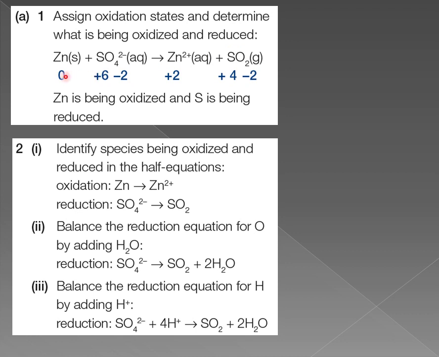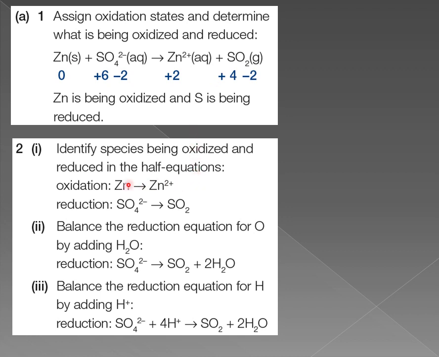So we need to calculate the oxidation number. Zinc here, the oxidation number is 0. In the product it's positive 2. So an increase in the oxidation number means oxidation. However, the sulfur's oxidation number is positive 6 and in the product is positive 4. So a decrease in the oxidation number means reduction.